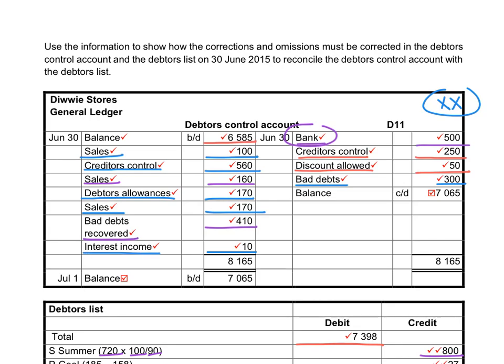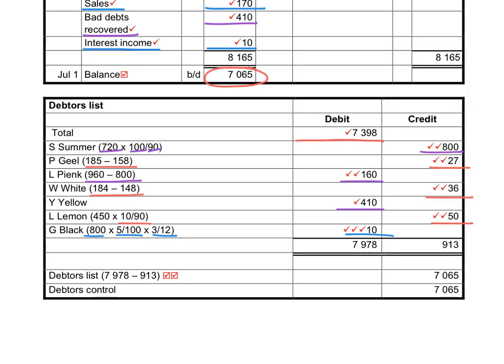After we completed all these entries, we will balance our debtors control account to determine what is the new balance after all the corrections and omissions were completed. Add up the debit side of the debtors list, add up the credit side of the debtors list, subtract the two figures from each other and determine what is the outstanding amount according to the debtors list. This amount must be equal to the amount in the debtors control. If they are equal, it means that you corrected all the mistakes and omissions. If they are not equal, you must go and look for more mistakes.